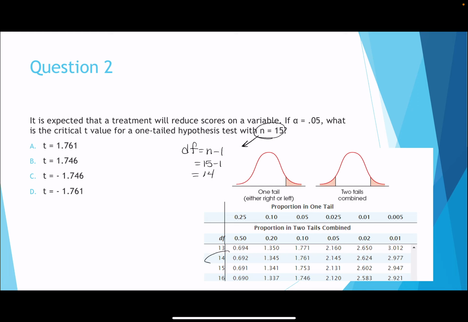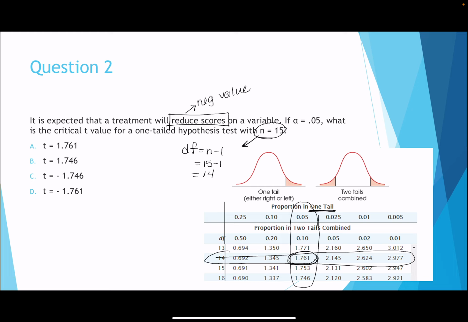So when we do this, we're going to be looking at this row right here. And then we want a one-tailed test, so we're going to look at the first row here for our percentages. Our alpha level at 0.05, which would be this guy, and this would be our t-score. Now, since we are doing a one-tail, it's either going to be negative or positive. So if we go back to our question, it says reduces the score. So reduce would be a negative value. That means our t-score wouldn't be a positive 1.761, but a negative 1.761.